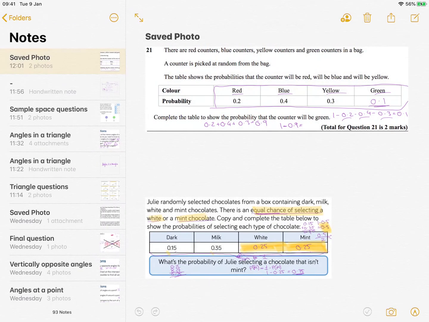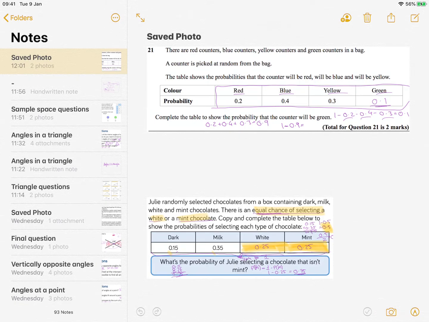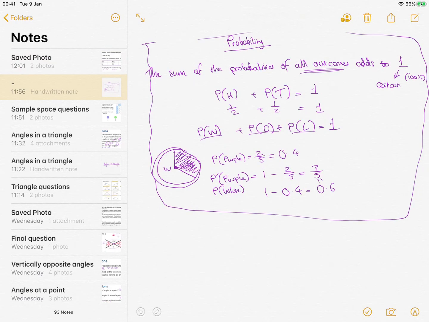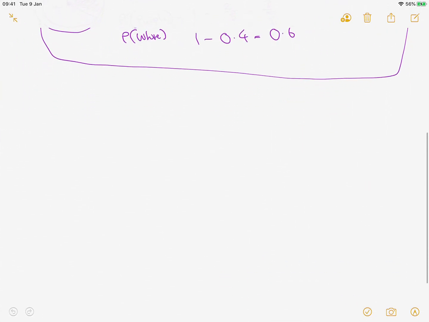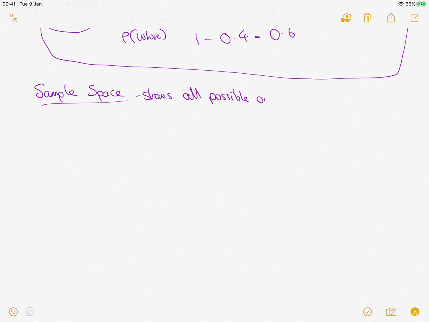Right, next thing I'd like to have a look at is sample space diagrams. Let's go back to this page here. And a sample space, so this is your next subheading. Sample space shows all possible outcomes, so it will list every probability of happening.